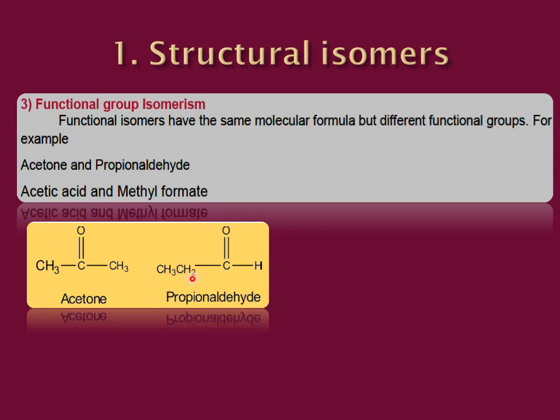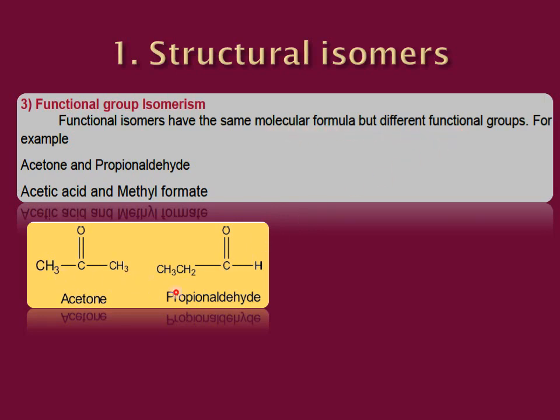But this is acetone, a ketone, whereas the other isomer is an aldehyde. So the difference in the structure is that both of these have different functional groups. One is a ketone and the other one is an aldehyde. Although the molecular formula is the same, the functional groups are different. Such isomers are called functional group isomers.